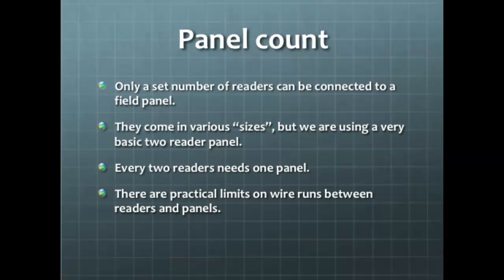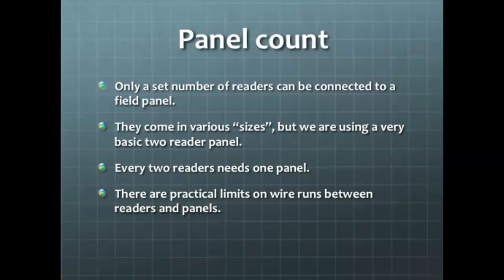And panels are the most expensive, besides the head-end software to run these things. Panels are the most expensive component. Readers are pretty cheap. The locks are relatively cheap, comparatively. But panels can run $10,000 a piece in some cases. So you really want to make sure you limit the number of panels as much as you can and conserve. Every 2 readers in our scenario requires 1 panel.